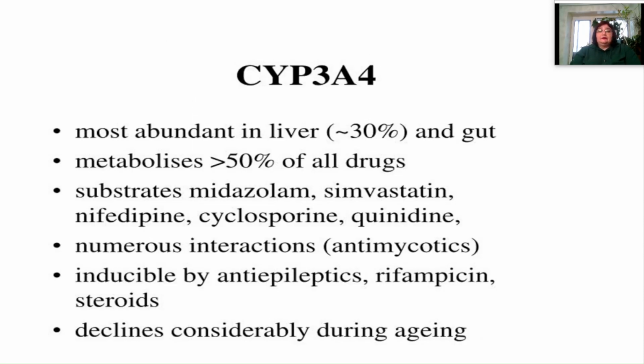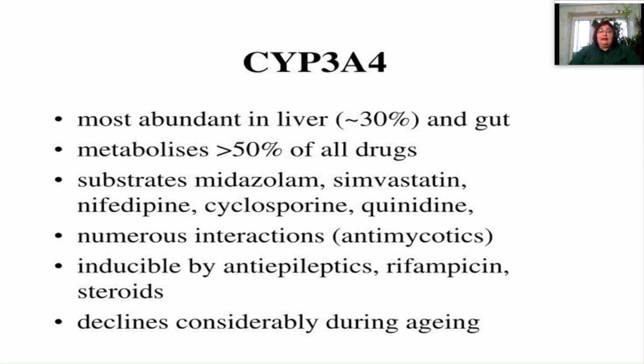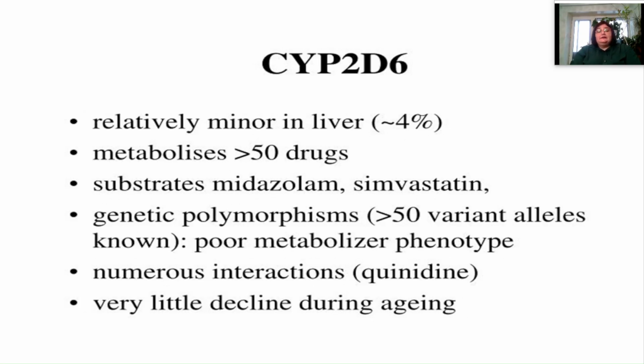Cytochrome 3A4 is most abundant in the liver, around 30%, and metabolizes more than 50% of all drugs. Substrates are midazolam, simvastatin, nifedipine, cyclosporine, quinidine. Numerous interactions, antimycotics, inducible by anti-epileptics, rifampicin, steroids, declines considerably during aging. Most abundant in the liver, and we talked about this important relative amount in the liver.